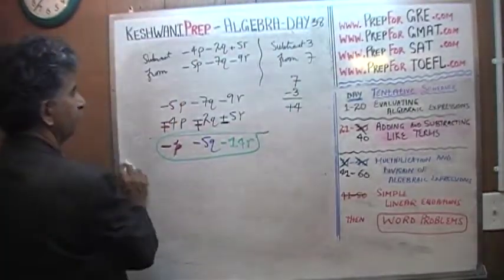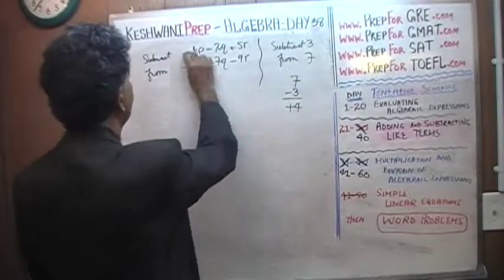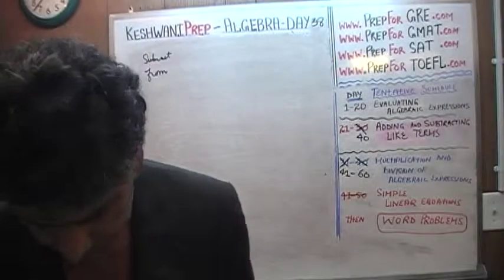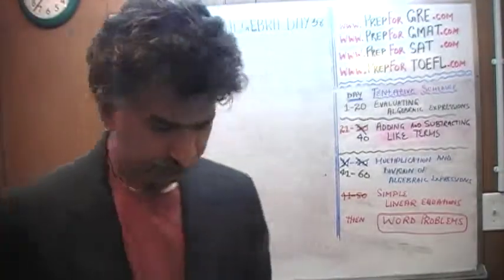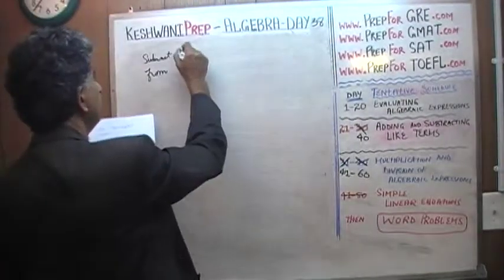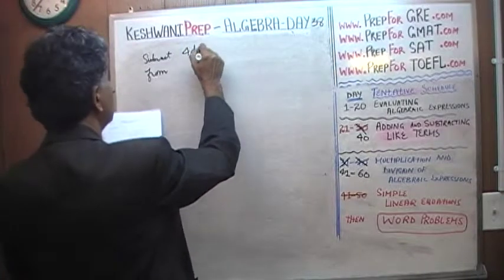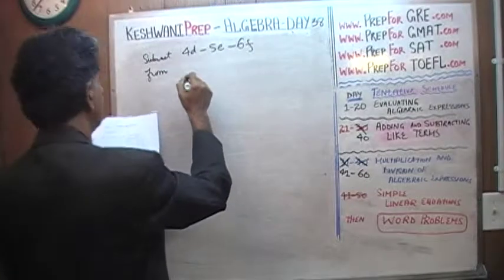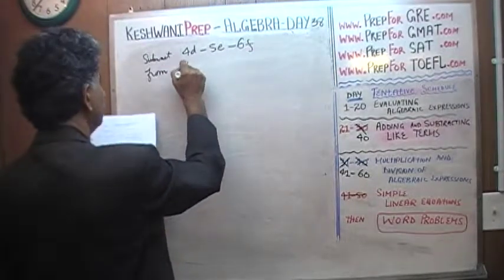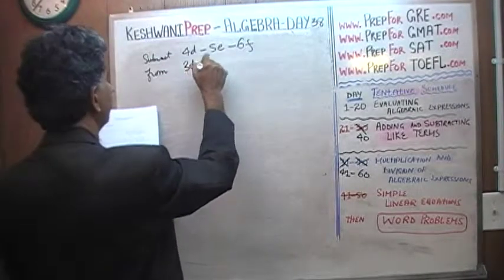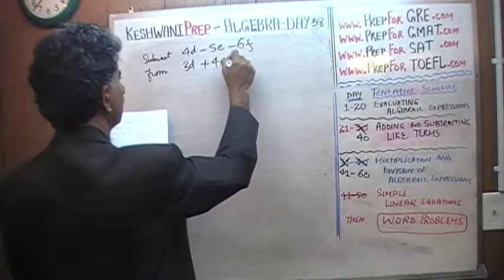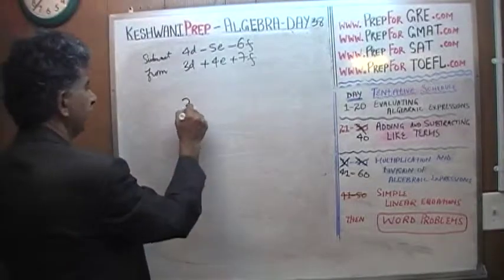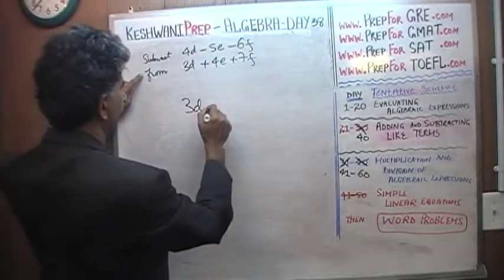Let's do one more. Next one, it says subtract 4d minus 5e minus 6f from 3d plus 4e plus 7f. So we write our expression, this bottom expression first.